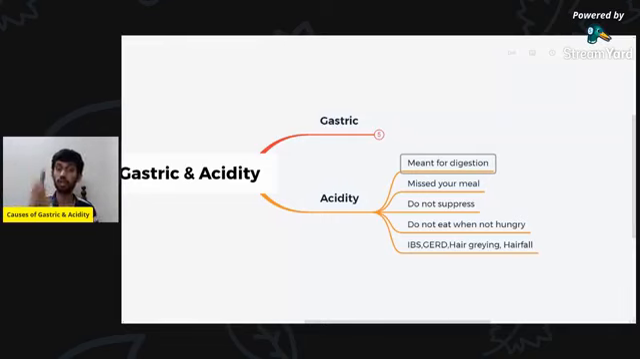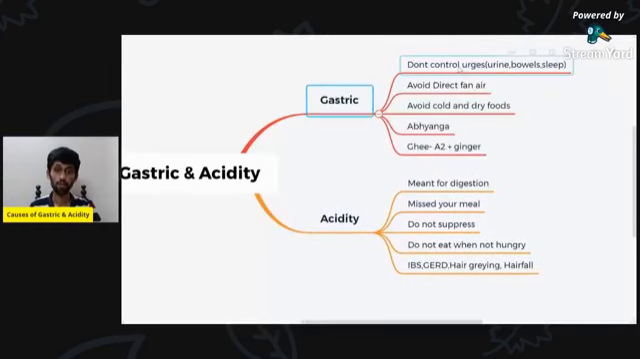So if you miss your meal, if you eat when you're not hungry, or you suppress your hunger, then the fire starts spoiling your food. It starts spoiling your food, and it starts going into all the parts and manifesting itself as diseases everywhere. So these are the causes. So let me open it up. Again, what are the causes?